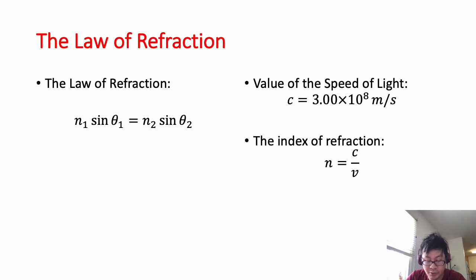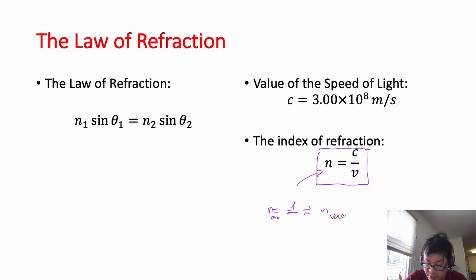The second law is the law of refraction. In the law of refraction, we have the index of refraction n1 times sin theta 1 equals the index of refraction n2 times sin theta 2. The index of refraction is measured by the speed of light in vacuum divided by the speed of light in the medium. It is different between materials: air is around 1, equal to vacuum, while water is around 1.33.